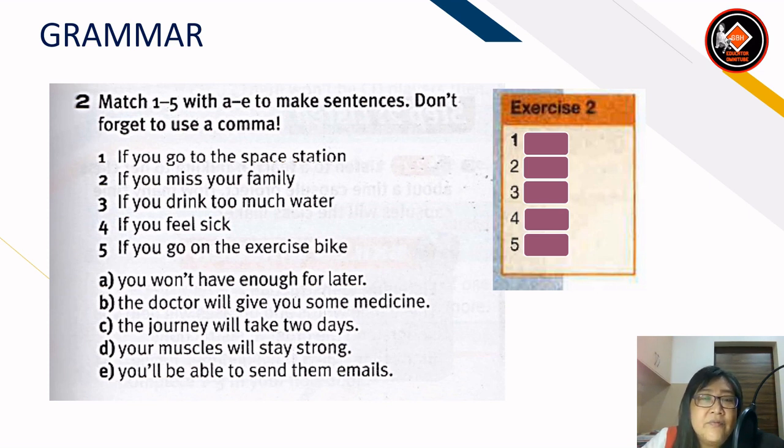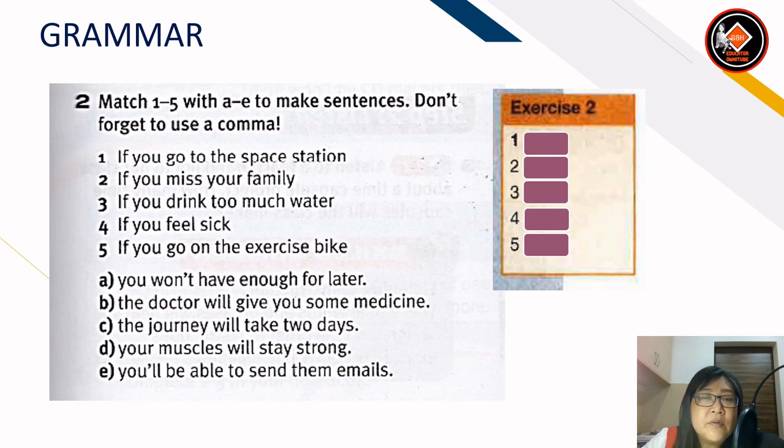So number one, if you go to the space station. Number two, if you miss your family. Number three, if you drink too much water. Number four, if you feel sick. Number five, if you go on the exercise bike. So let's look at the rest of the sentences. You won't have enough for later. The doctor will give you some medicine. The journey will take 2 days. Your muscles will stay strong. You'll be able to send them emails.